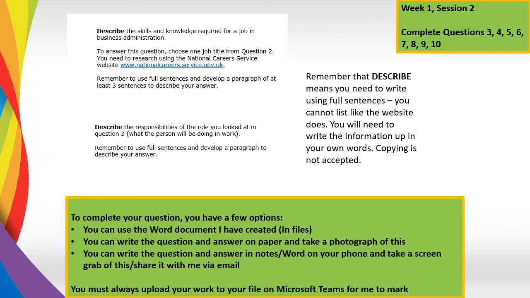You'll repeat this process 4 times to complete this part of the work so that you'll have 4 job titles, 4 eligibility criteria telling you what skills and knowledge are required for that job, and to tell you about the roles and responsibilities of that job as well. So please ensure that your 4 examples all relate to business administration and that they are 4 different jobs.